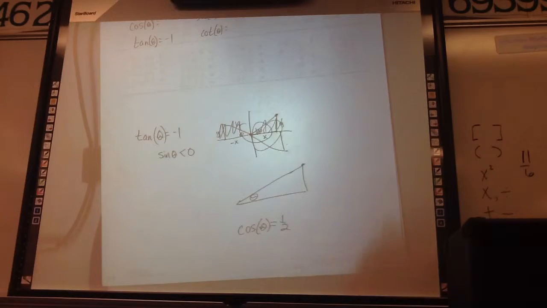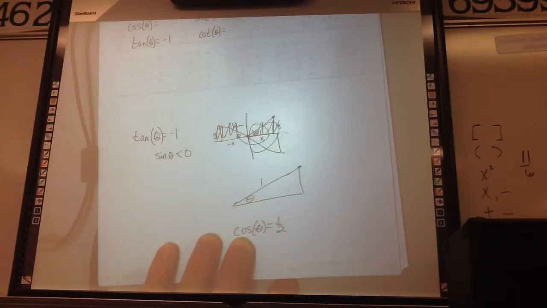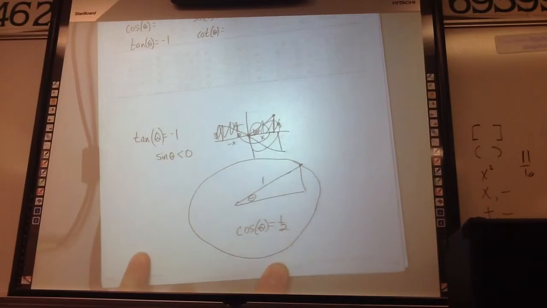Well, if you're looking at the unit circle, isn't the hypotenuse always 1? Yes, because that's the radius of the circle, right? That big circle there. Radius is always 1.